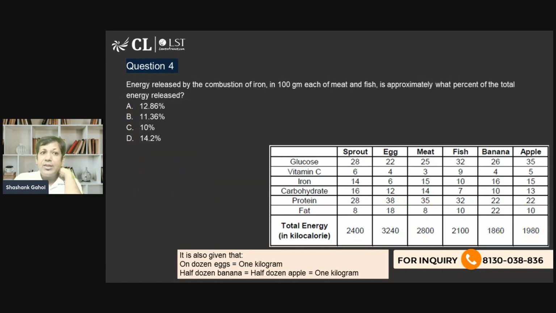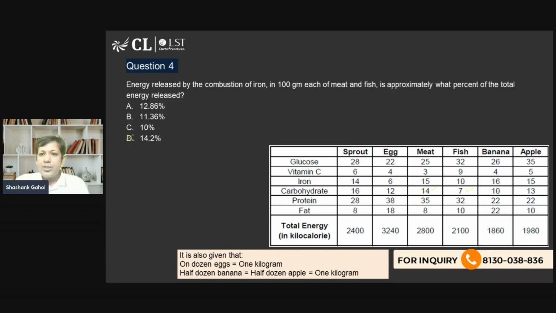What does it say? Energy released by combustion of iron in 100 gram of each of meat and fish is approximately what percent of the total energy released. Okay, so whether it is 100 gram or 1 kg doesn't make a difference, because the final value is in percentage. So meat is generating 14%, fish is generating 7%. So my value should be lying between 14% and 7%. So definitely this cannot be the answer.